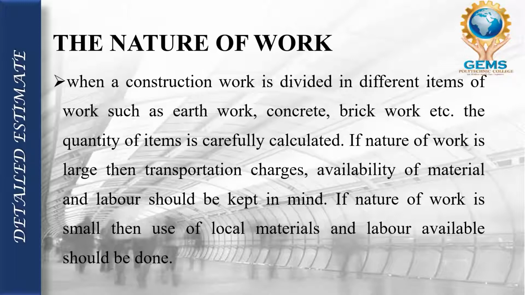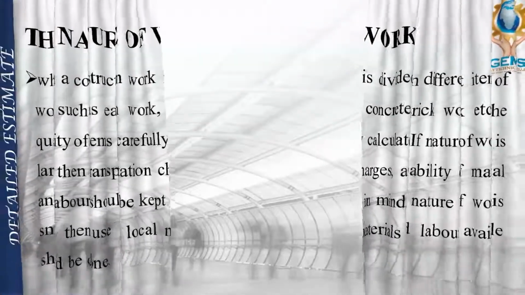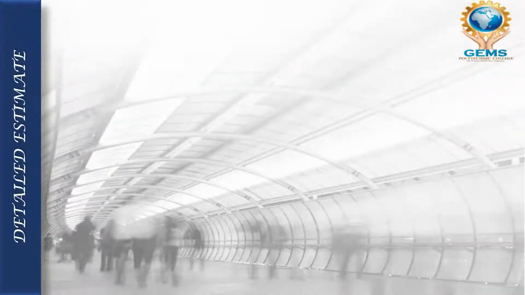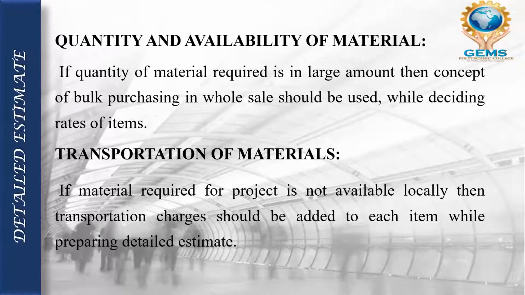Okay, so the second one is quantity and availability of material. Okay, so if the quantity of material required is large, it's a simple thing: if we want a large amount of material, we can bulk purchase, right?